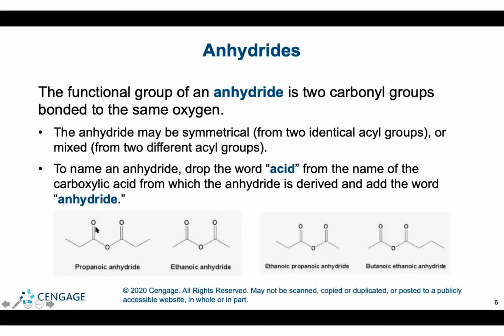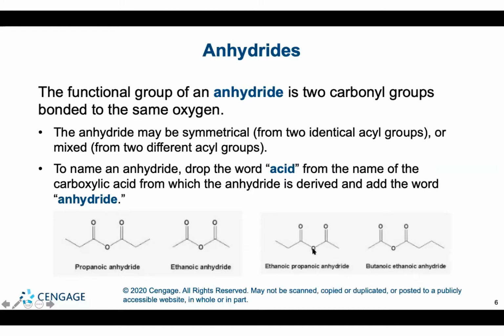This is when both sides of oxygen are the same. The same here. Both sides of oxygen are the same, so it's going to be ethanoic anhydride. What about when both sides of oxygen are not the same? See, one side is 3 carbons, the other side is 2 carbons here. So we write them down alphabetically. So it's going to be ethanoic propanoic anhydride.